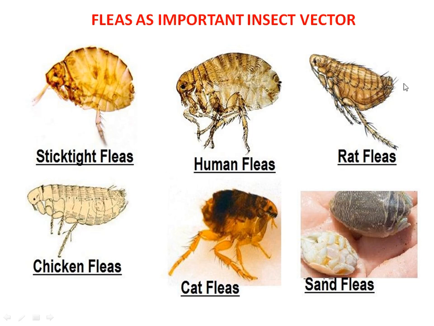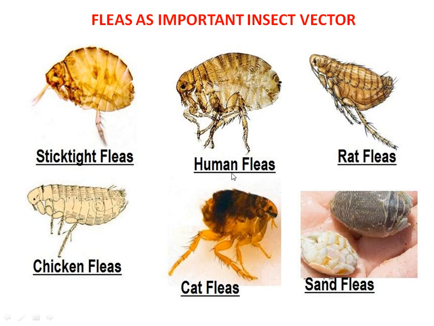Here again this slide shows different kinds of fleas which are present in different animals: stick-type flea, human fleas, rat fleas, chicken fleas, cat fleas and sand fleas. There are a variety of different species of fleas under Siphonaptera. So they act as insect vectors.